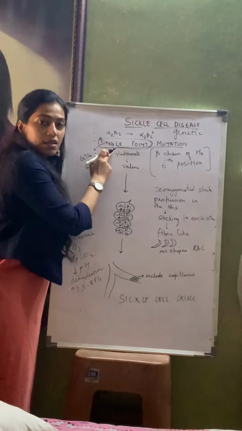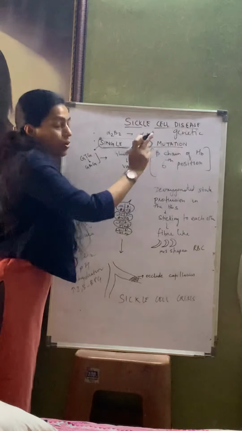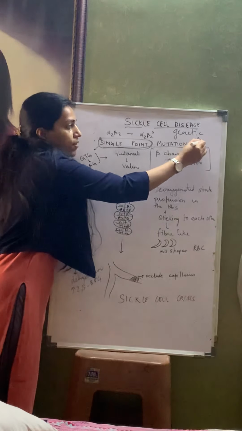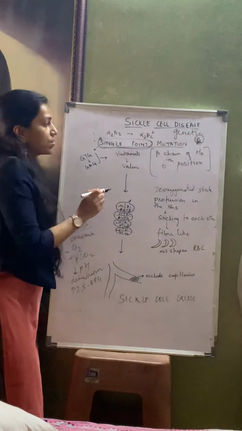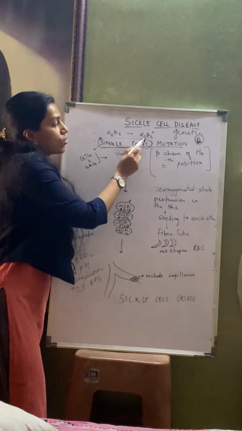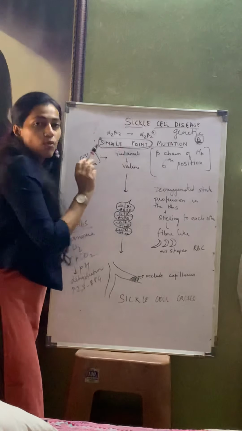It is due to a single point mutation, a genetic disorder where the beta chain of the hemoglobin is affected. So generally the hemoglobin is alpha 2 beta 2. It gets converted to alpha 2 beta 2 S. We have put this S for sickle.